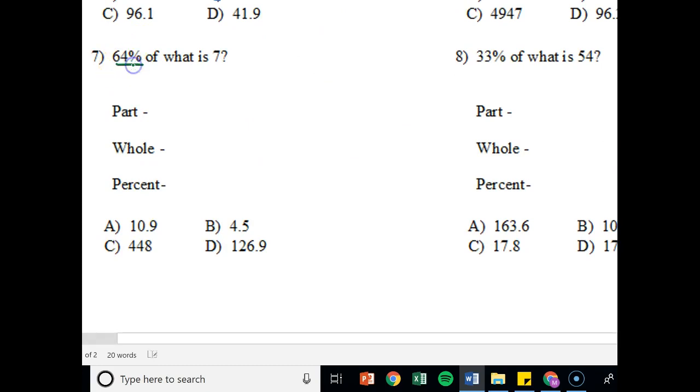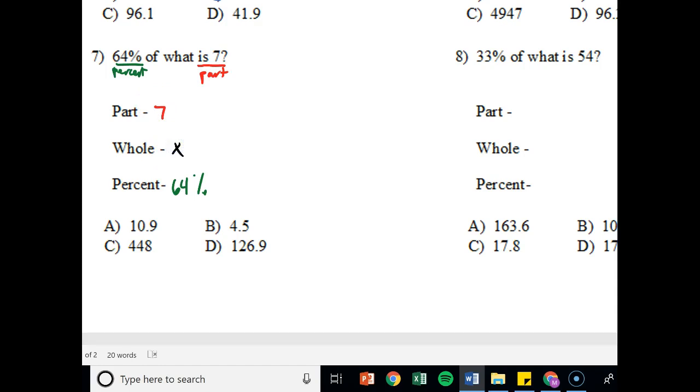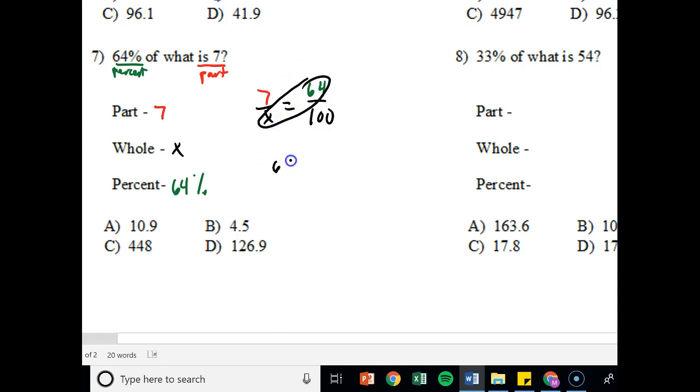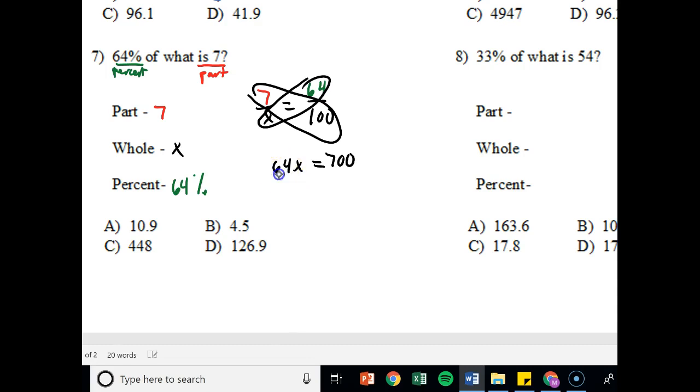64% of what is 7? So 64 is obviously a percent. So put that down on the percent, 64%. Put the percent sign to help you out. Is 7, that's obviously a part. So 7, and then the whole is what we don't know. So we've got 7 over x equals 64 over 100. So we'll go ahead and multiply 64 times x. That's 64x equal to 7 times 100. That is 700. And then I would divide by 64.